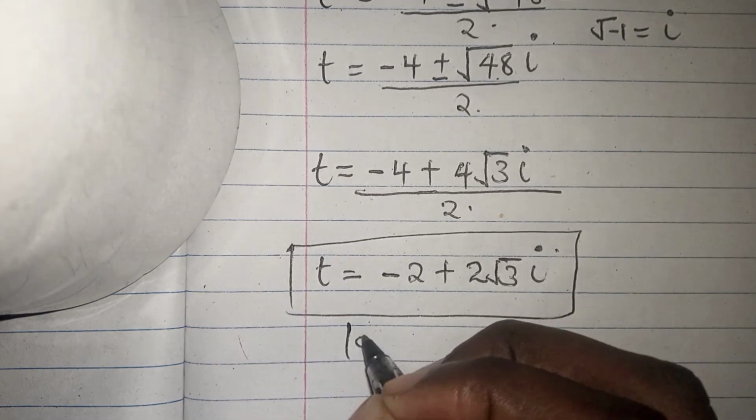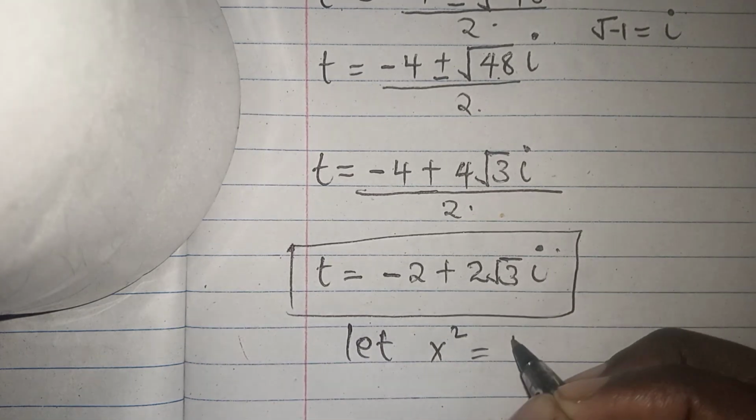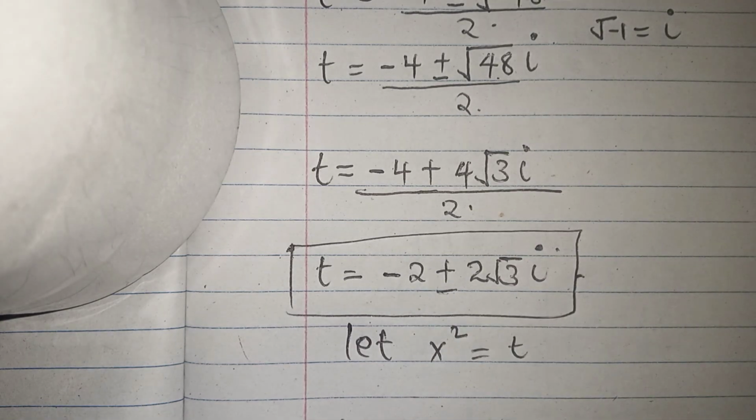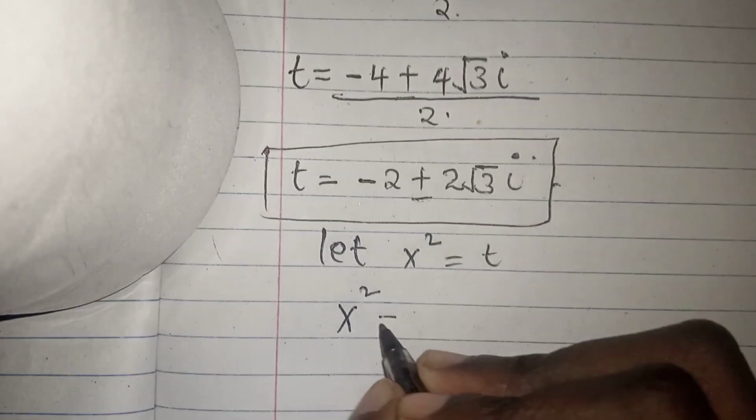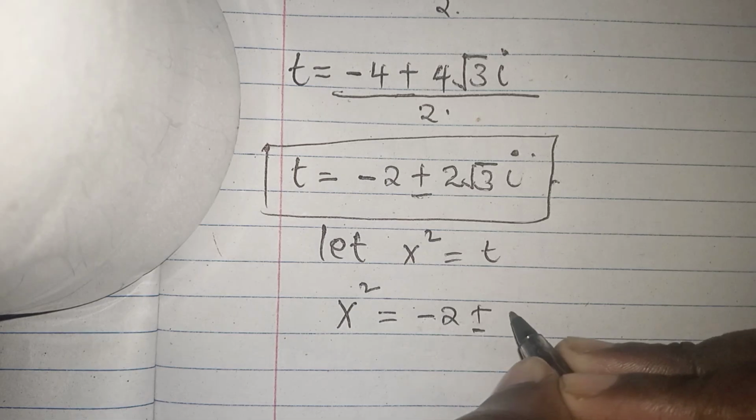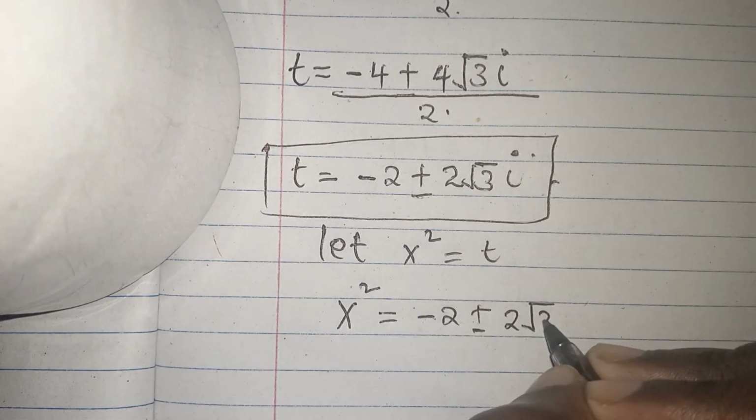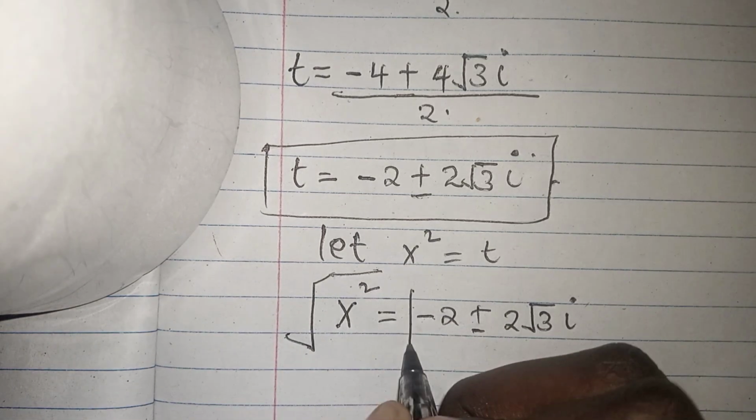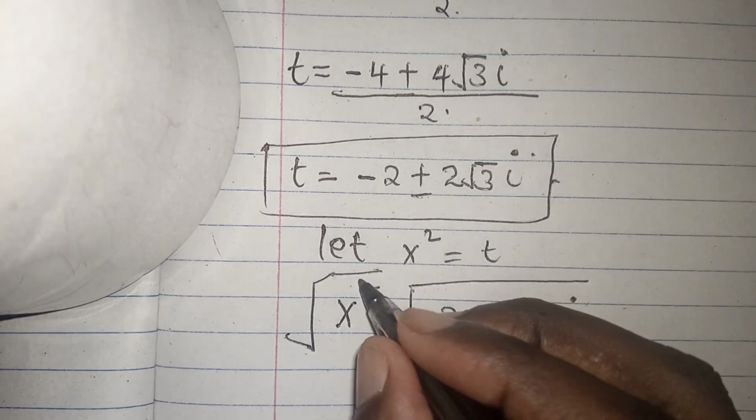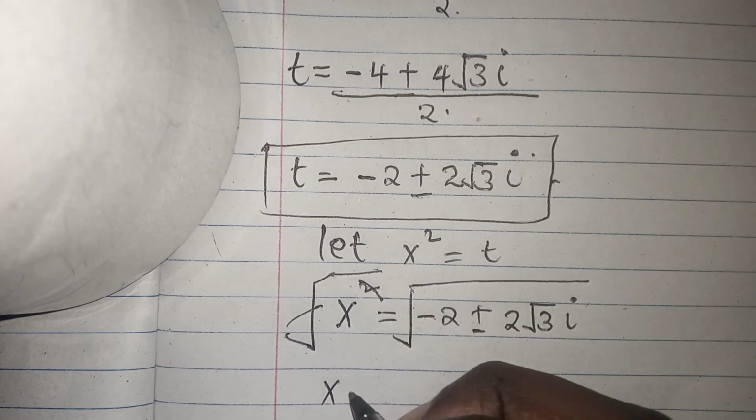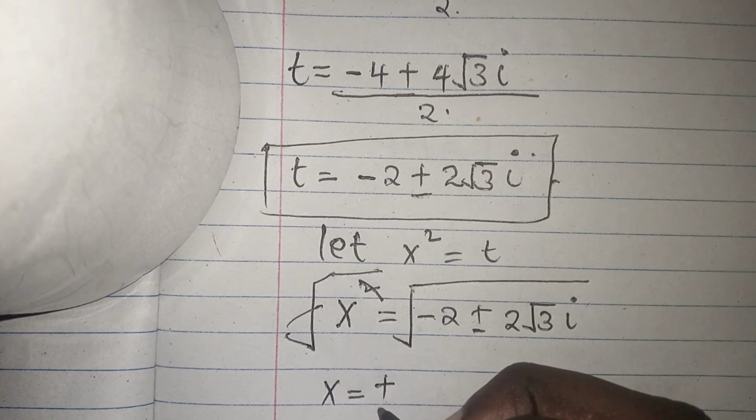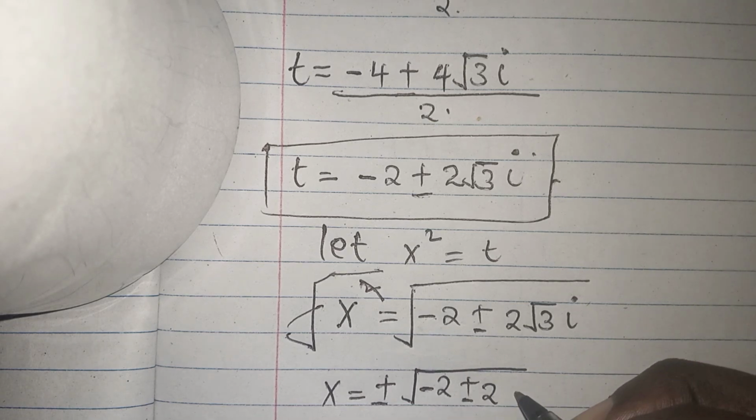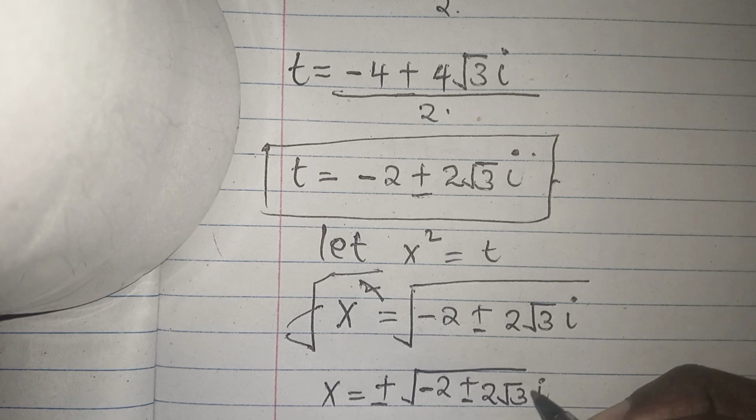Earlier on we had said let x squared is equal to t. We now have the value of t. So x squared is equal to negative 2 plus or minus 2 square root 3 i. So we want to get the value of x, so we take the square root this side and the square root this side. The square will cancel with the square root, and x is equal to plus or minus the square root of negative 2 plus or minus 2 square root 3 i.